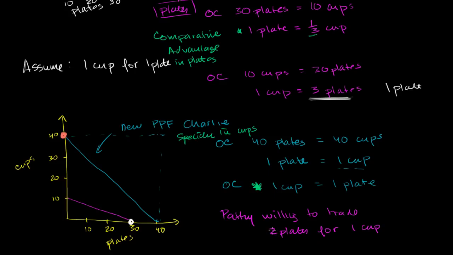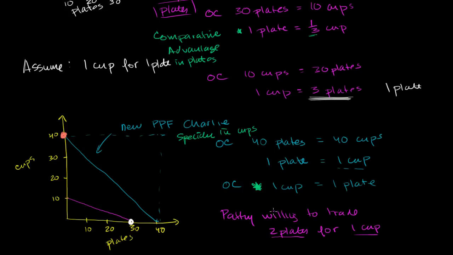And let's see if Charlie would be willing to trade 2 plates for 1 cup. So he has all of these cups. How many cups does he have to give away for a plate? Well, he would have to give away 1 cup for 2 plates, or he would have to give up half a cup for a plate. Either way, this is better than his opportunity cost of trying to get that incremental plate. So he'd be willing to do 1 cup for 2 plates.